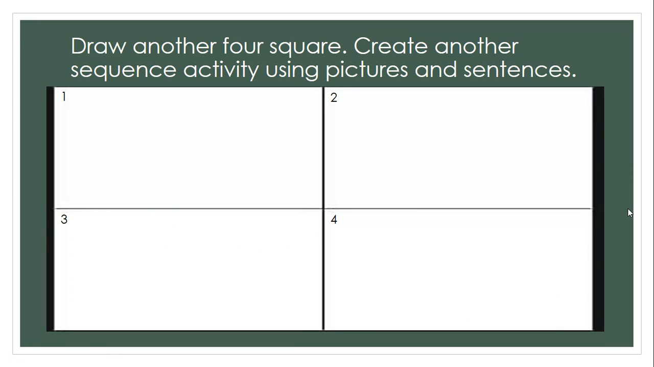Now, what I want you to do is draw another 4-square, and I want you to create another sequence activity or event using pictures and sentences. You can sequence how your day went. When you wake up, first I brushed my teeth, then I got dressed, then I ate breakfast, last I went outside to play. You can sequence making dinner with your mom. You can sequence playing a game. Be very creative. And then when you're done, send us a picture of your sequence activity.